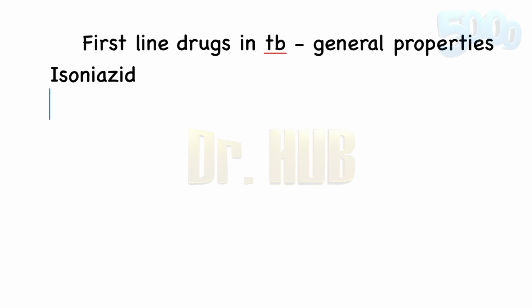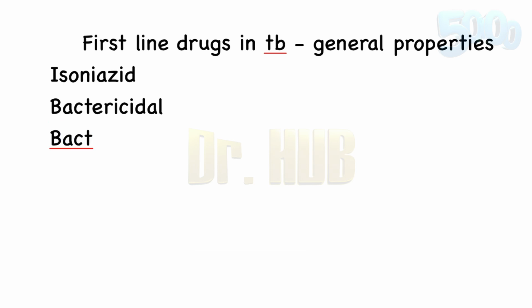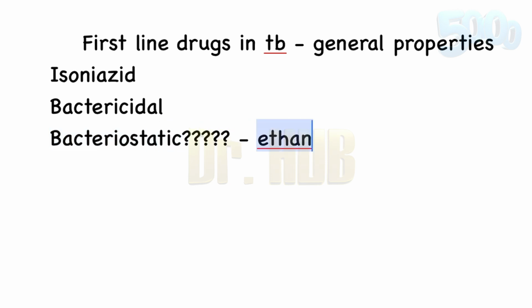So in case of isoniazid, the mechanism is bactericidal. So all the drugs we are discussing are going to be bactericidal except one drug. So what is the drug? It is going to be bacteriostatic. So bacteriostatic will be nothing but the ethambutol. Ethambutol is a drug which is going to be bacteriostatic.